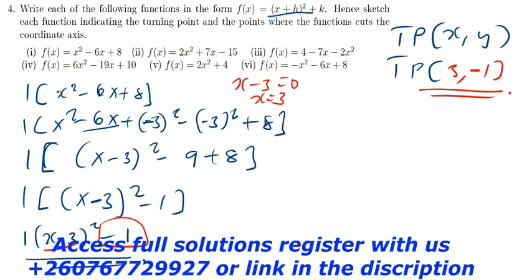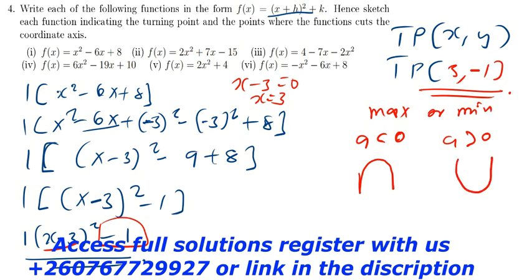After doing that, identify if the graph is going to have the maximum or minimum. If a is less than 0, the graph is going to have a maximum. It's going to open like that, or let me say open down. Then when a is greater than 0, you have a minimum. The graph will open like that, upward, then this one downward, like that.